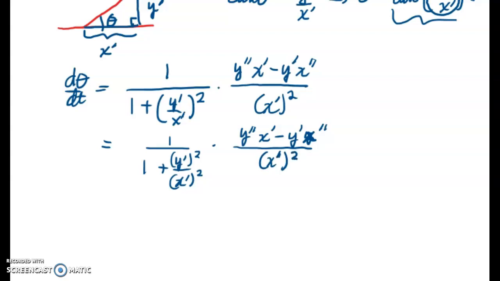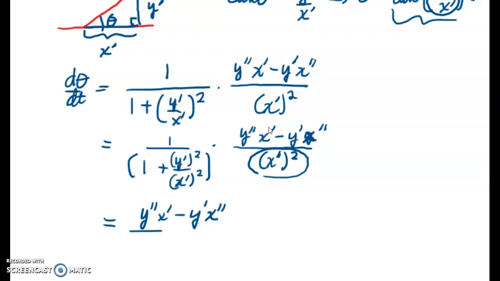And notice if I multiply the x prime squared by this denominator, I get, actually let's just multiply fractions in the usual way, multiply the numerators. So y double prime times x prime minus y prime times x double prime. And as I was going to say, when I multiply this denominator by x prime squared, of course I have to distribute. When I do that, I get x prime squared plus y prime squared.